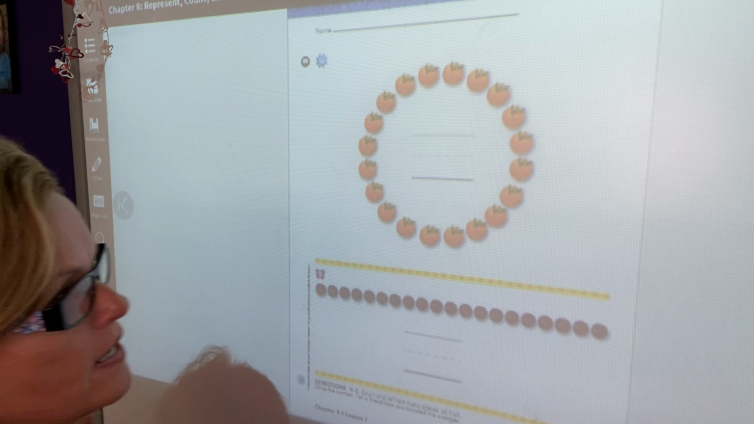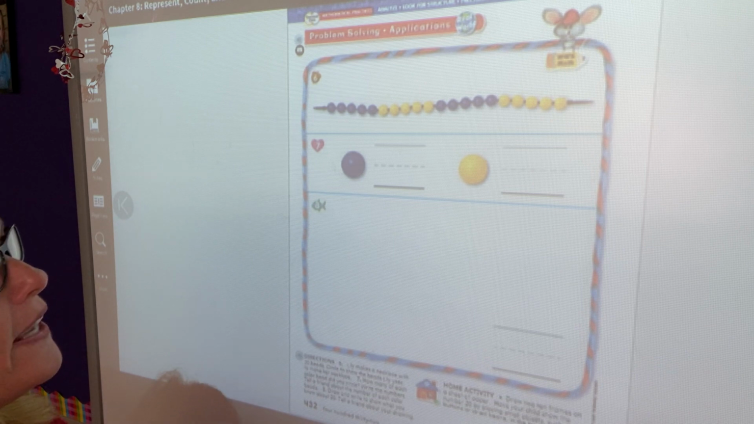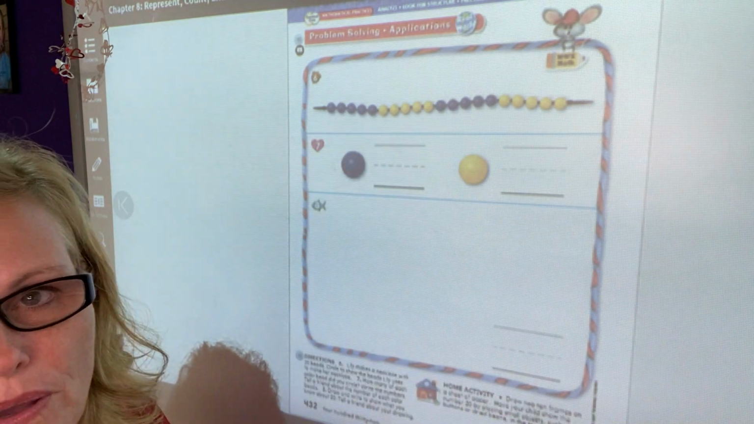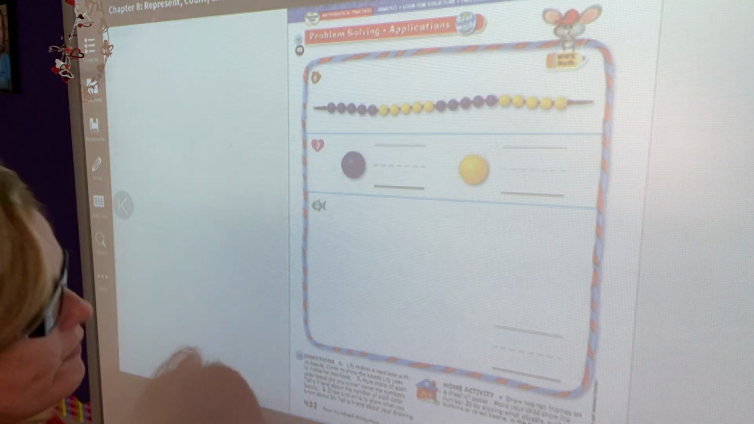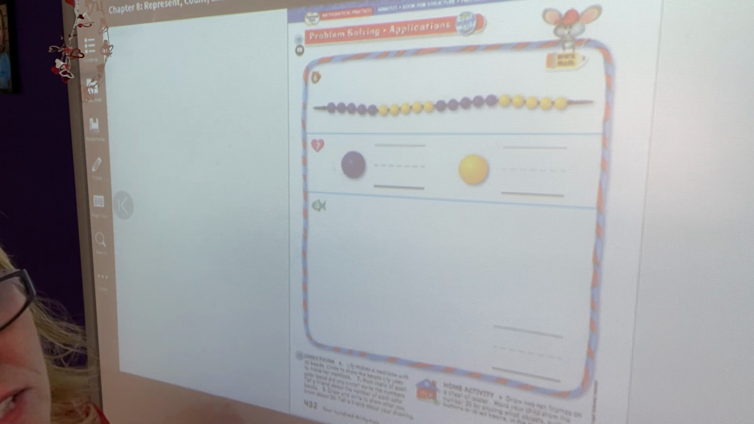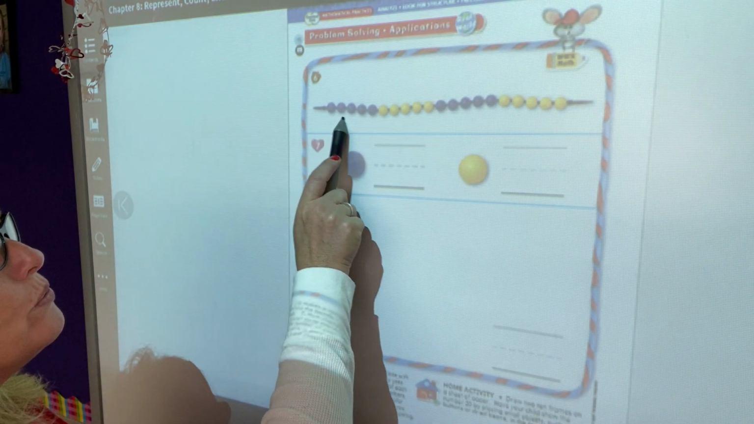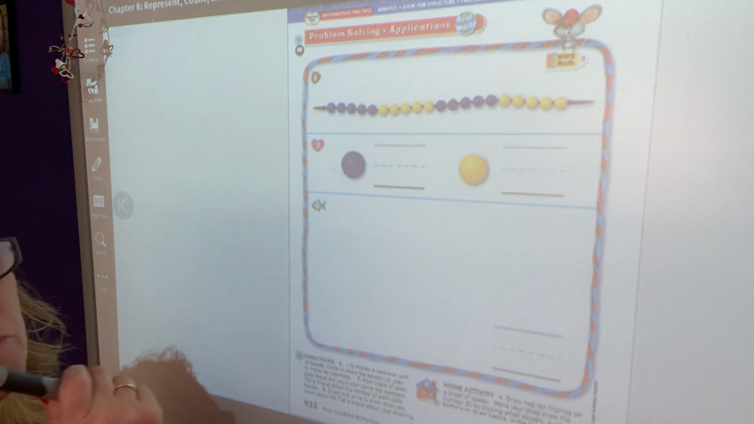Okay, my friends, let's go ahead and go on to our very last page. If you recall, before we finished chapter 7, each day we had a friend that was making a bracelet or a necklace. Today, we have a friend who's going to make a necklace and is going to need 20 beads. Now, I want you to look. Do you remember what we noticed when we talked about these before?